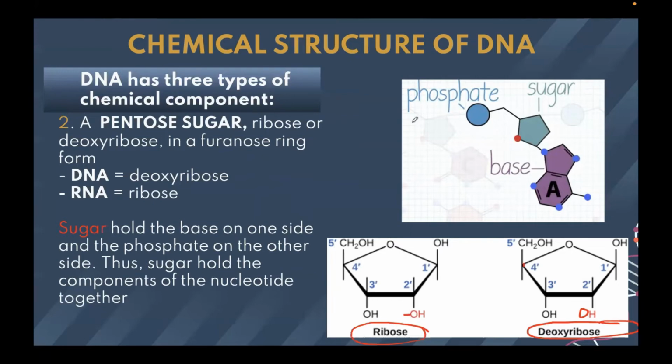So, pansinin natin sa picture natin dito, yung phosphate group mo nandito sa taas, yung inyong nitrogenous base naman sa baba. Ano yung nag-hold sa kanilang dalawa? Si sugar. Sugar holds the base on one side and the phosphate on the other side. Thus, the sugar holds the components of the nucleotide together.